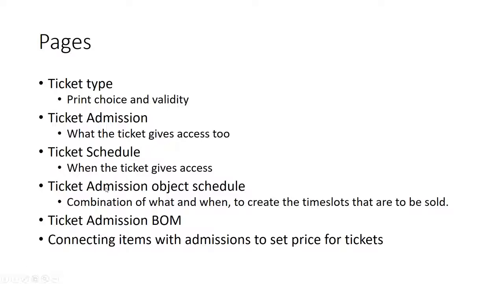with the ticket schedule. We combine those two with the admission object schedule, where we say that a given access is connected to a given schedule. And in the ticket BOM, we were setting which tickets, which item numbers, should be sold to give access to the different admissions. And there are still some features I haven't gone through now, but I think I've said enough right now, at least. So I want to open up for questions, if there's anything anyone has questions for.